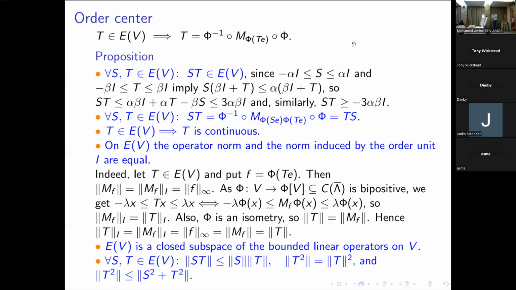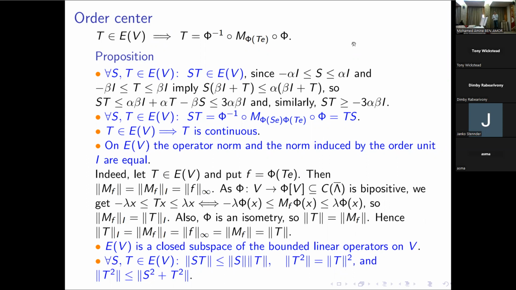Yeah, I want to see that the operator norm and the norm induced by the order unit are equal. So let's take an operator in the order center. And I abbreviate the multiplication function, I just call it F. And well, for multiplication operators, the operator norm is the same as the maximum norm of the function multiplied with. That is easy to see. And also, if you take the order unit norm of the multiplication operator, it's also the same as the maximum norm of F. So that is, writing it out, not so difficult to see.